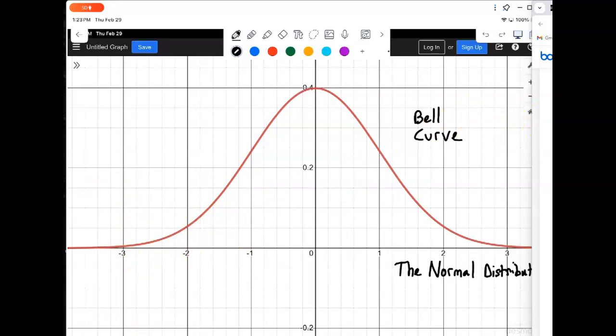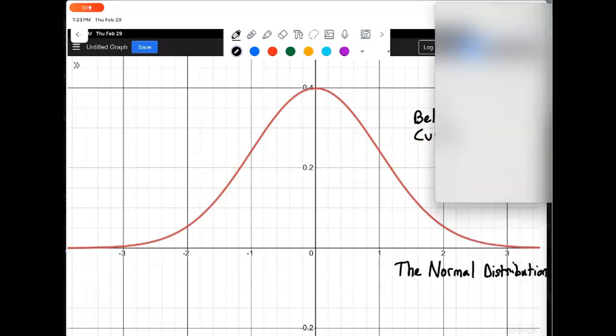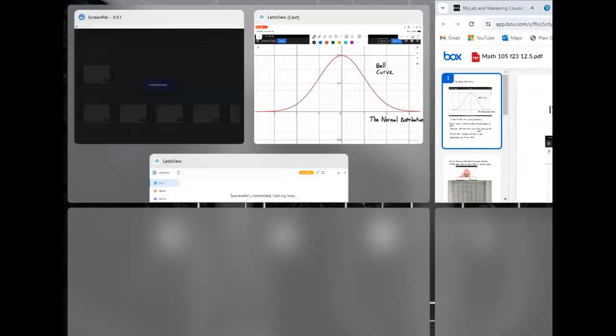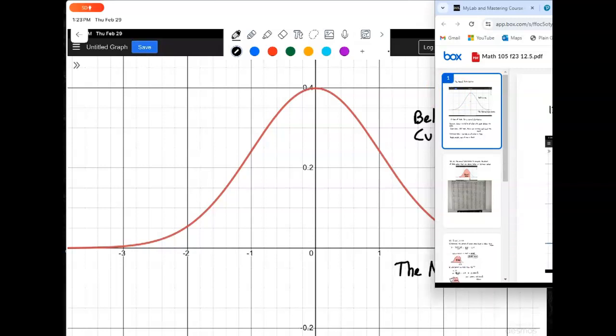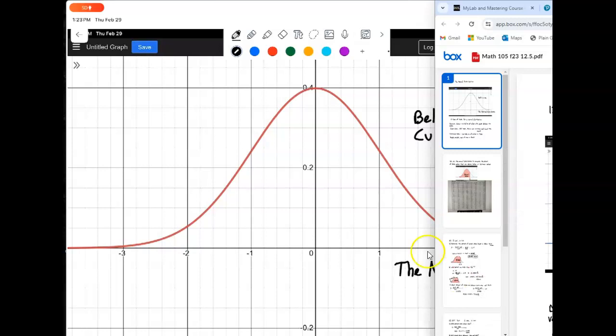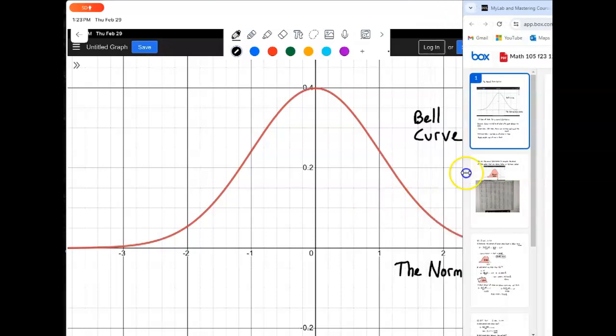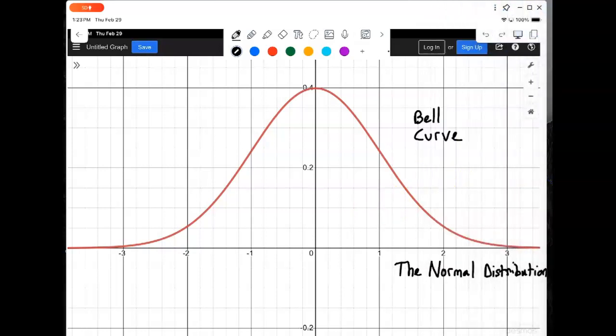Hold on here. Covering that up just a little bit. No, did not want that to happen. Just hang on a second here. My web browser is taking over my screen.